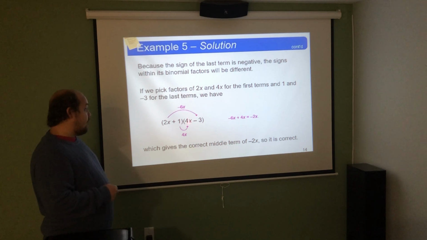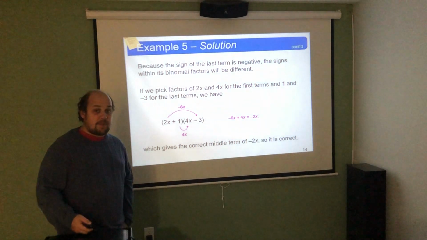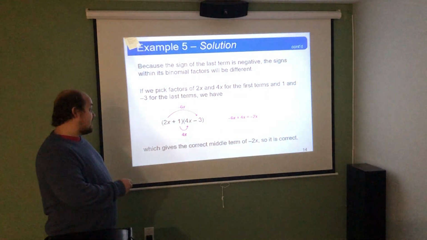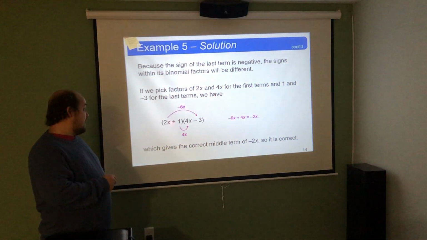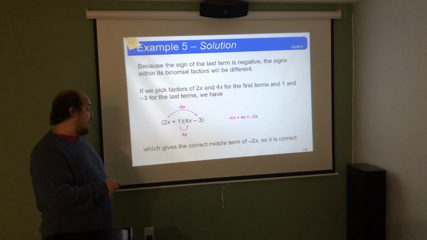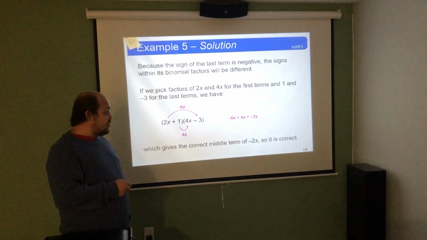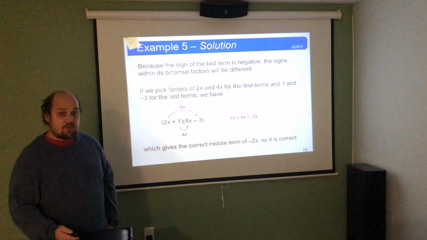It works because all we have to really check is that middle term. We know that 2x times 4x gives me 8x squared. We know the positive 1 times the negative 3 gives me negative 3. What we're checking is that 2x times negative 3 gives me negative 6x. 4x times 1 gives me positive 4x. When I combine them, those do get me to my middle term of negative 2x.